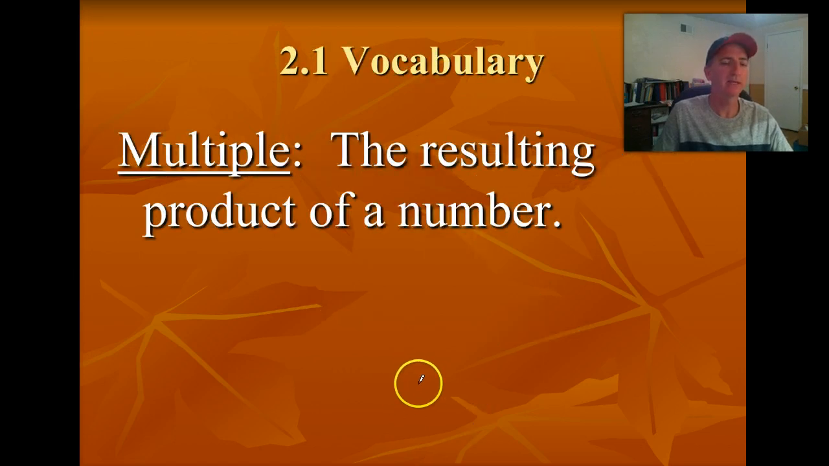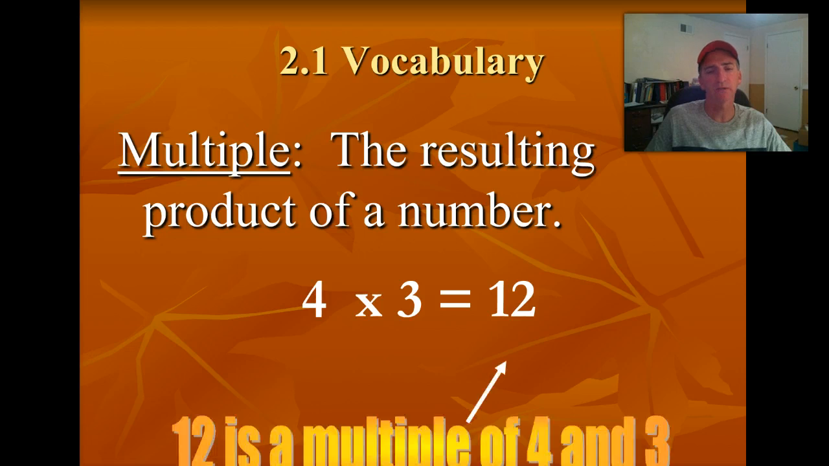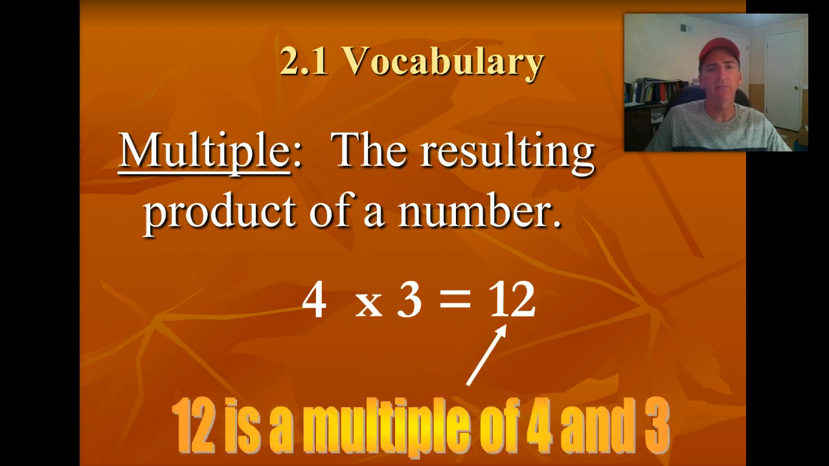So that takes us to this next word, multiple, and here's where it starts to get a little bit confusing with what a factor is. You see, a multiple, that's the resulting product of a number. Like in this question, 12 is the multiple of 4 and 3. So if I asked you, is 12 a multiple of 3? You'd say yes. Is 12 a multiple of 4? You'd say yes, because they can be multiplied and end up with 12. So a multiple, you can multiply to get a multiple, if that helps you there.